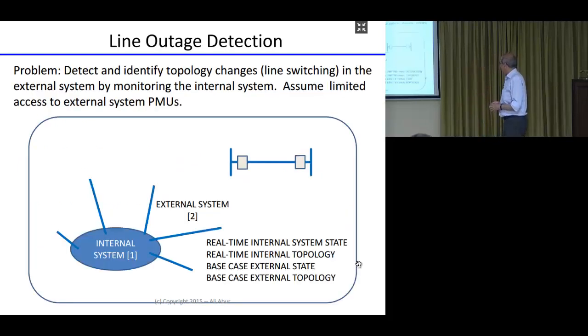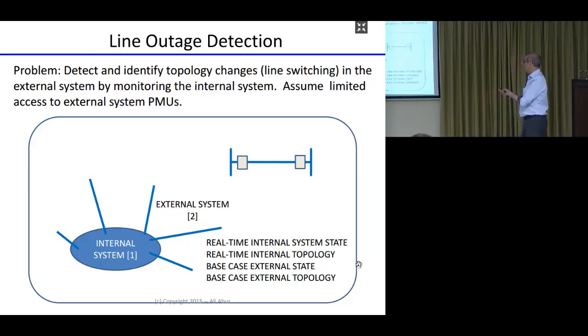So let's start with the first one, the line outage detection problem. The problem is simply stated like this: detect and identify line switching in the external system by monitoring only your internal system. And the internal system essentially assumes that you have the real-time internal system state, because you have the state estimator. You have the real-time internal topology, so hopefully you know what your connections are in your internal system. And then we also assume that the base case external state and the base case external topology are available. So initially, we assume that we do have full knowledge about the whole system, including internal and external, but eventually, as time progresses, of course, we'll have access to the internal system state and topology, but the external system state and topology may not be available to us in real time.